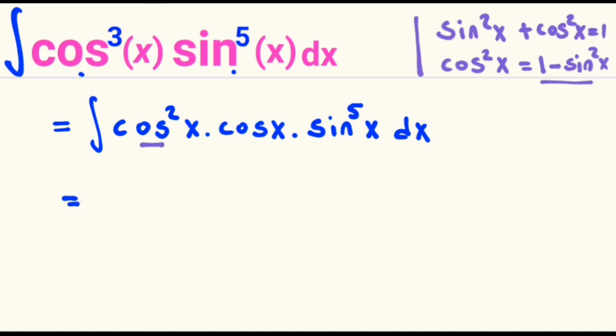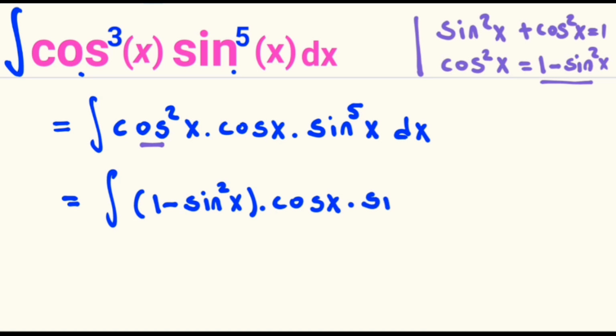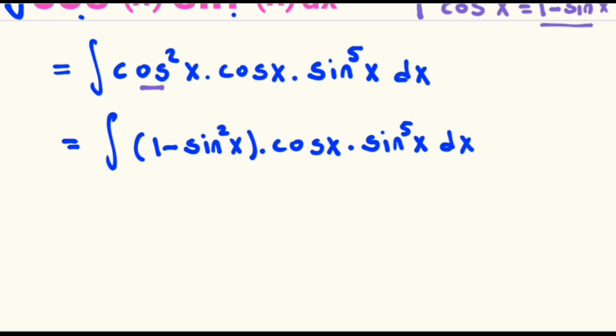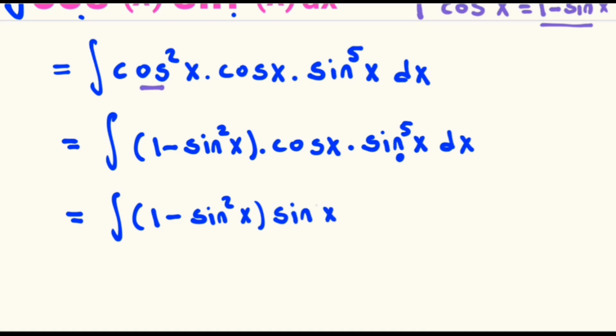So this will be equal to the integral of 1 minus sine squared x in the place of the cos squared x, and this will be multiplied by the cos x multiplied by sine of x raised to the power 5 dx. Rearrange our integral, so we have the integral of 1 minus sine squared x multiplied by the sine of x raised to the power 5, and we finally multiply with the cos x dx.